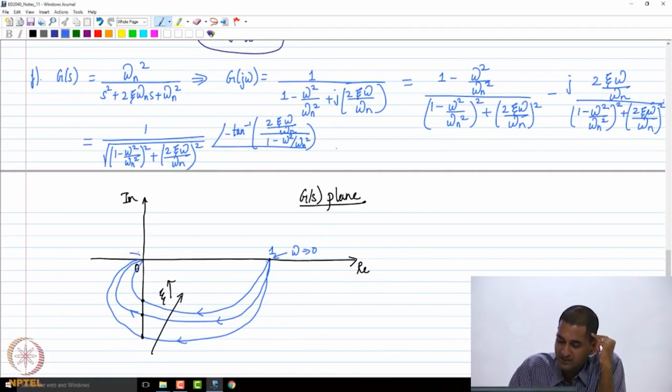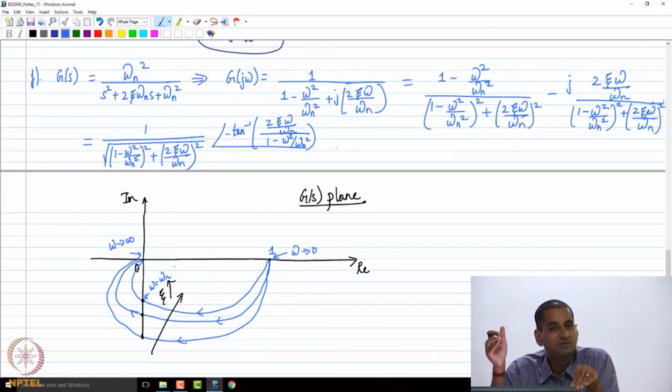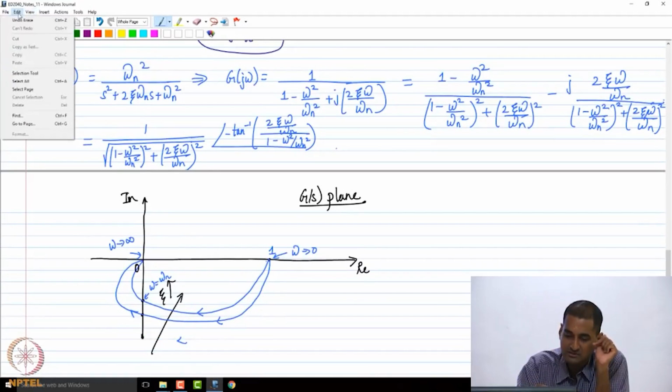This is what happens as omega tends to infinity, but these are the points where omega is equal to omega n. Omega equals omega n is the corner frequency, if you remember, in the Bode plot. So what I suggest you do is construct a similar table as omega tends to 0, omega tends to omega n, omega tends to infinity, and also omega tends to omega r. See, omega r is the point where, how do you get omega r?